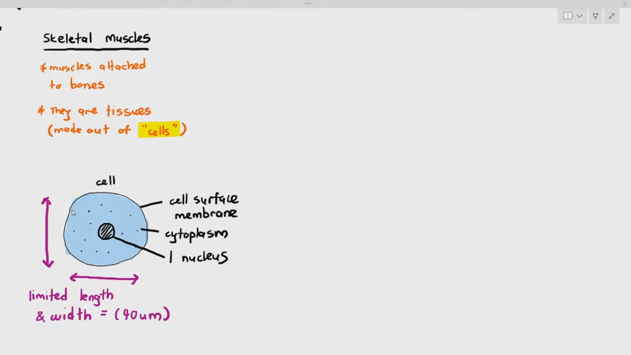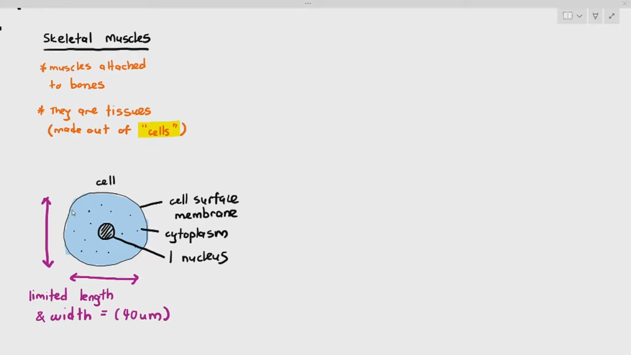Some cells in your body can be 7 micrometers, like your red blood cells. Some cells can be slightly larger, some cells can be slightly smaller than 40 micrometers. You don't have to memorize this. But what I'm just trying to tell you is most times in our body, our cells have these features. They have one cell surface membrane, one nucleus, one cytoplasm, and a limited length and width.